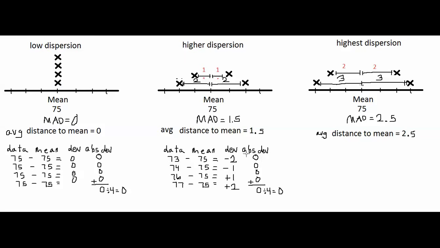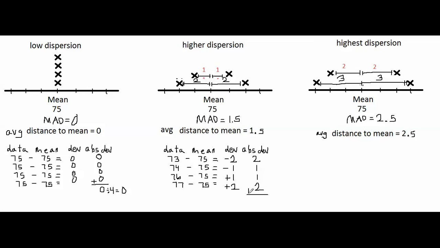In order to get the absolute deviations down here, we would have to just take off the negative signs from the deviations and just change -2 to 2, -1 to 1, and these two stay the same. These four absolute deviations are just these four numbers that I've had up here all along.